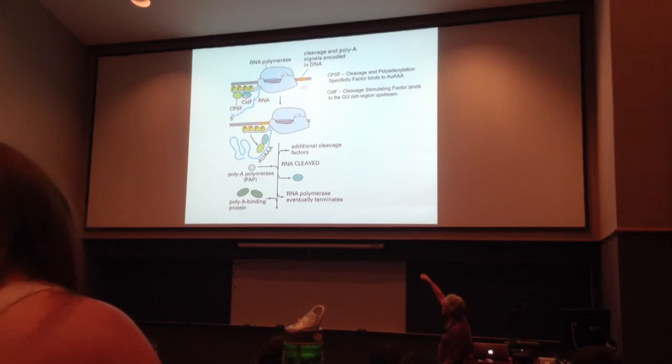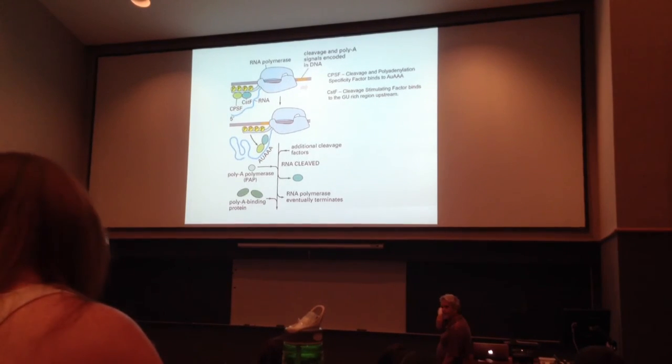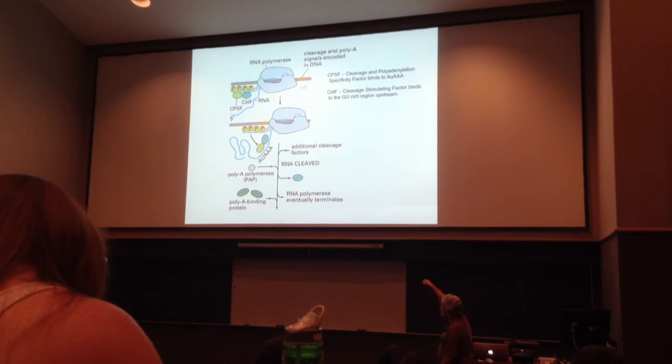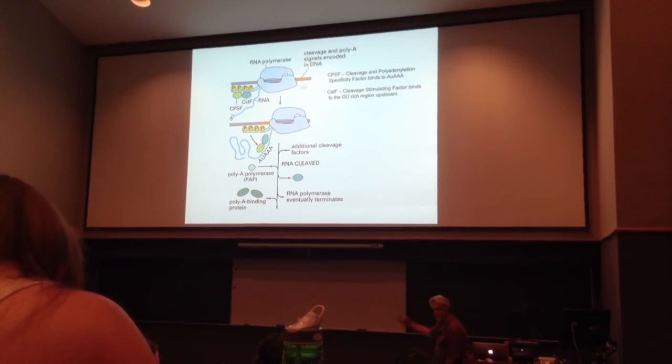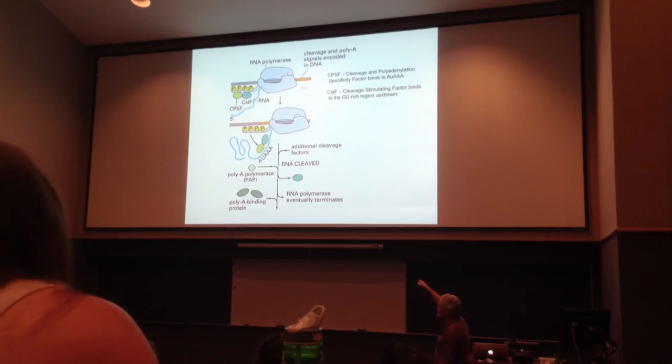The other one is called CSTF, which is the cleavage stimulating factor. It stimulates the cleavage. It's not actually the cleaver, but it stimulates it. You can see it forms a dimer with CPSF, and that's how it gets to the site. The CPSF recognizes this, and then this guy there stimulates. He's not the cleaver, he stimulates it.